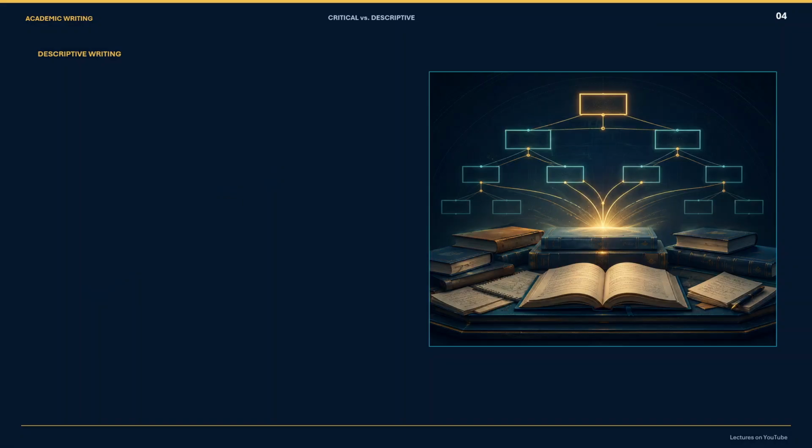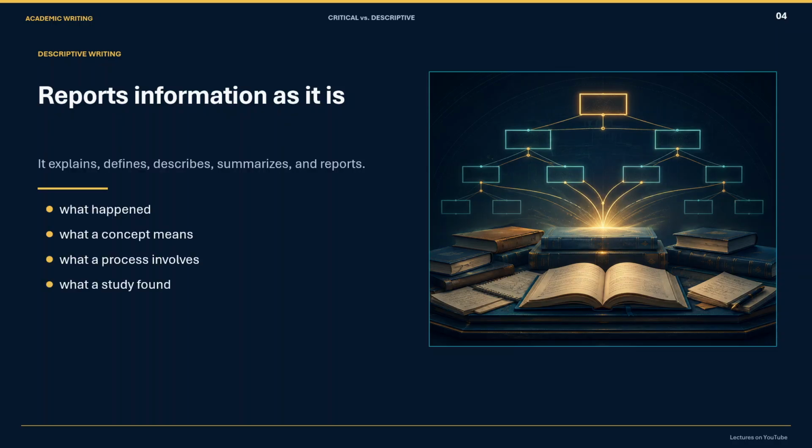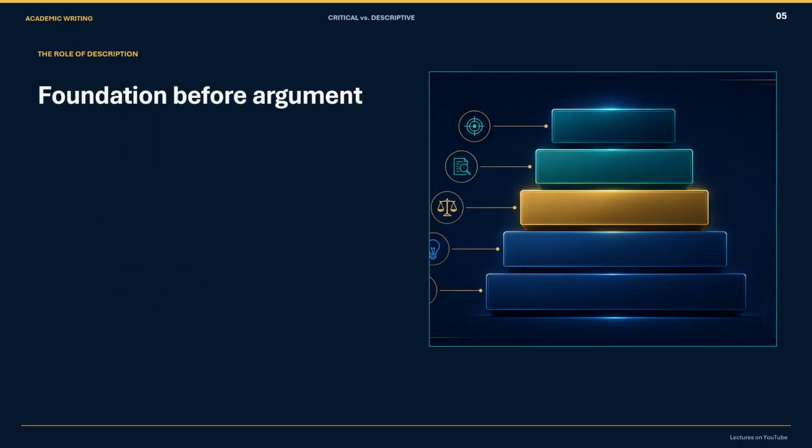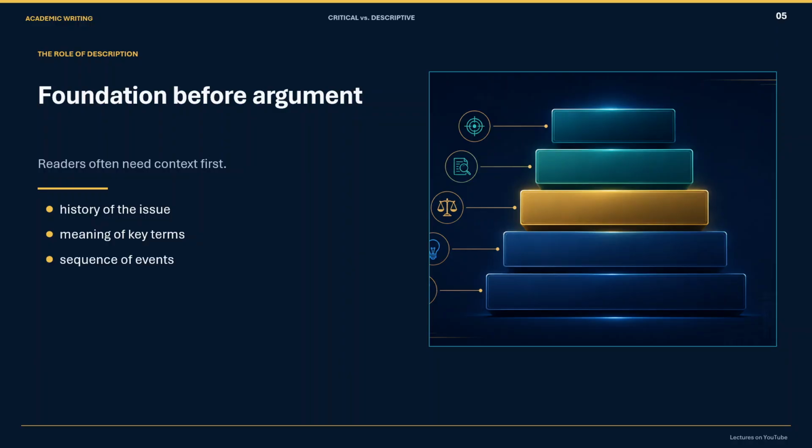Understanding descriptive writing. Descriptive writing reports or narrates information as it is. It may explain what happened, define a concept, describe a process, summarize a theory, present the findings of a study, or report another writer's ideas. Its purpose is often to establish background and context. Readers may first need to understand the history of an issue, the meaning of key terms, the sequence of events, or the main findings of previous research. Description provides that foundation. The problem arises when the writing stops there.